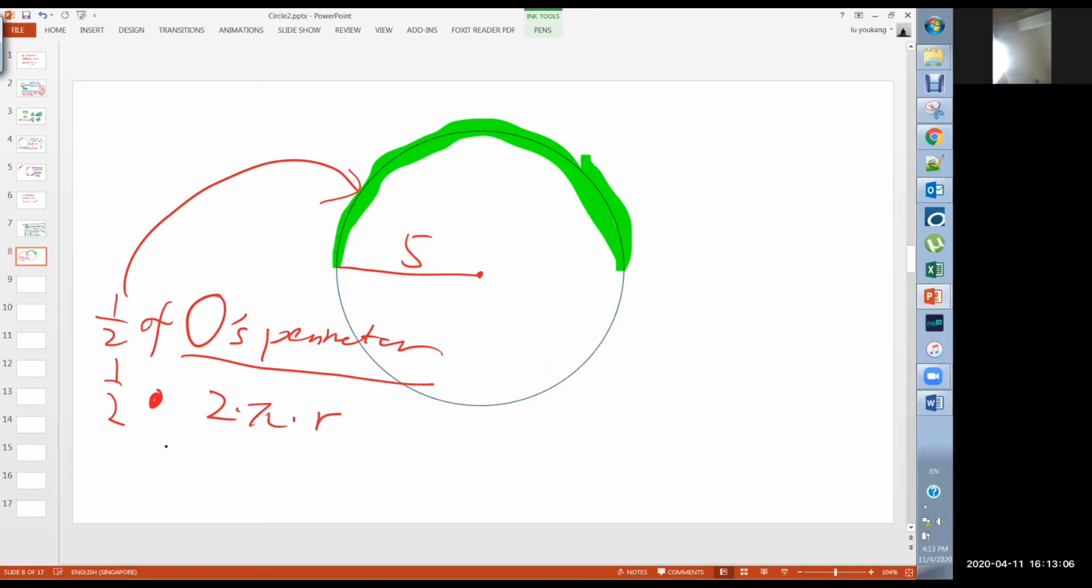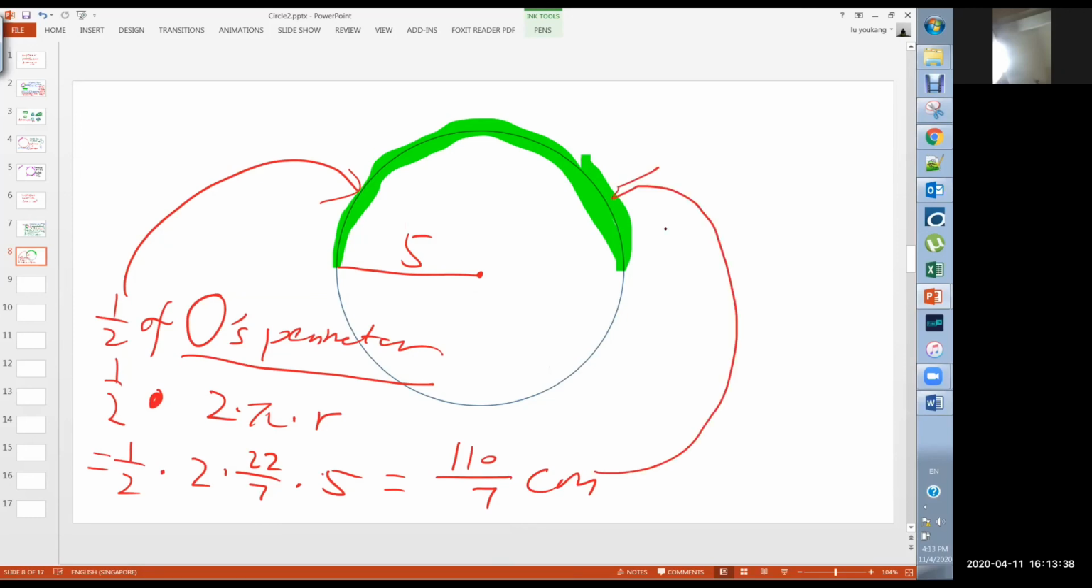So now half, copy down, times, 2 times pi r. What's pi? 22/7. What's your r here? Good. So the answer is 110/7 cm. Of course, this is not the simplest because I need to use a calculator to find a mixed number. But anyway, I still take this as the number first. This will be your perimeter of the half circle, or perimeter of the semicircle.